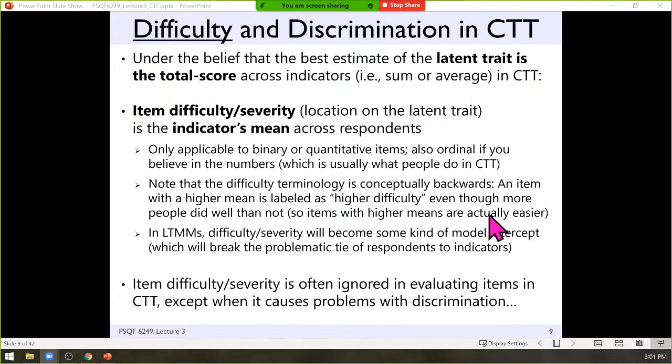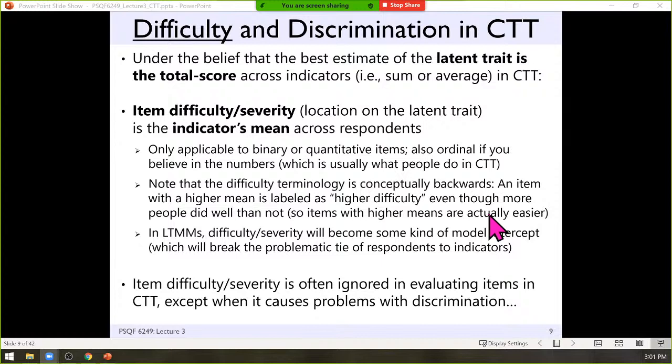So in classical test theory, the way that item difficulty is operationalized, because we're saying that the best estimate of the latent trait is just the total score. So the total score is the trait. Because we're saying that, the location of the item, its difficulty, is just the item's mean. So if I have a binary item, it's the proportion of people who got it right. If I have a quantitative item, it's the mean.